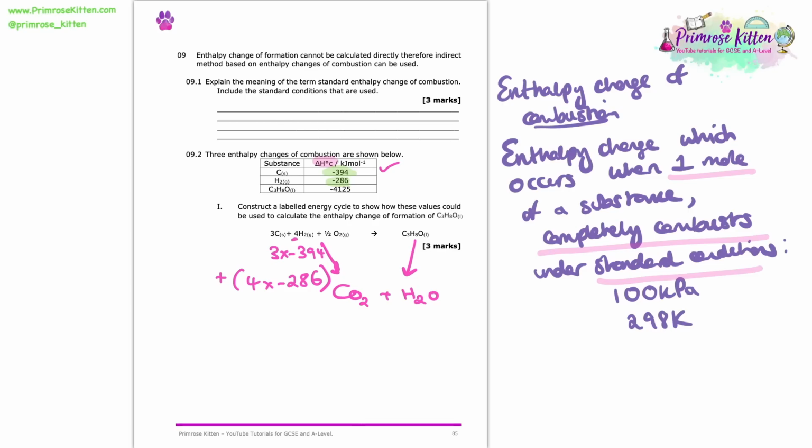The oxygen doesn't combust. It is one of the things needed for combustion, in fact, so there's no enthalpy change of combustion for oxygen. And then over on the other side, we just have our C3H8O. So there's just one of them. So we're just going to add in minus 4125. So over on the reactant side, I would simplify this using a calculator. So doing that gives me a total enthalpy change of combustion for the reactant to be minus 2,326. So now at this point, we have a nice labelled energy cycle that can be used to calculate the enthalpy change of formation of C3H8O. And that's what we're going to do over on the next part of the question.